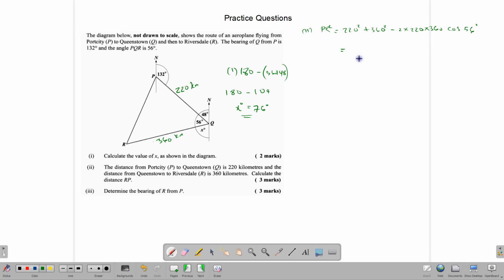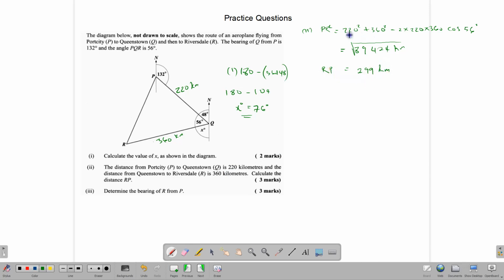You should get 89,424 kilometers squared. Now we need to find the square root of this. So once you find the square root of that, your answer for RP or PR should end up being 299 kilometers. So that's PR or RP, whichever way you want to say it.